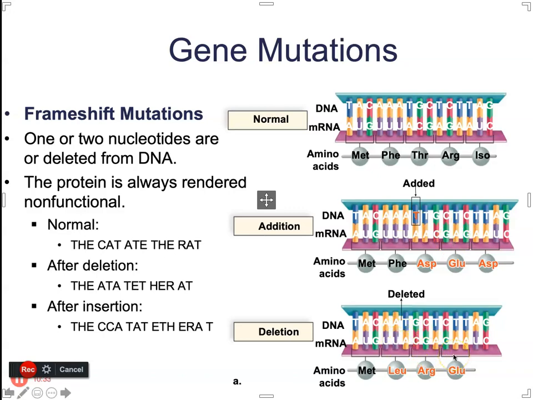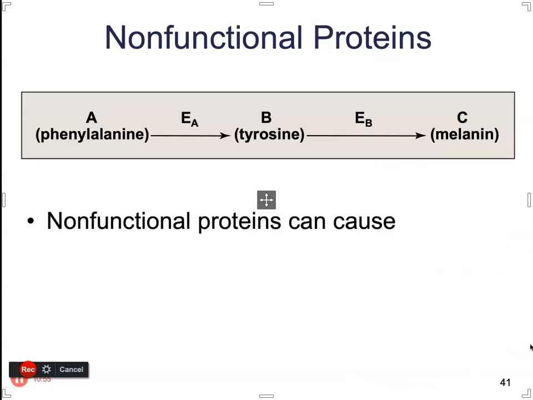If we were to delete a nucleotide, the same thing would happen. If we were to delete a single nucleotide, we deleted that single T, we would suddenly have a sequence that reads methionine, leucine, arginine, glutamate. So we're going to see a complete change in the appropriate amino acid sequence.